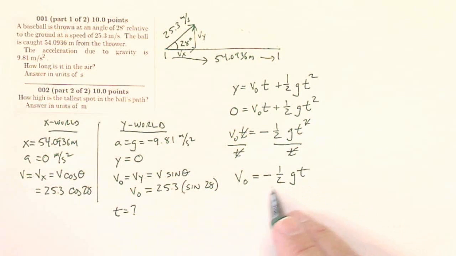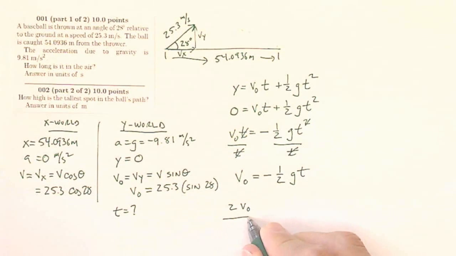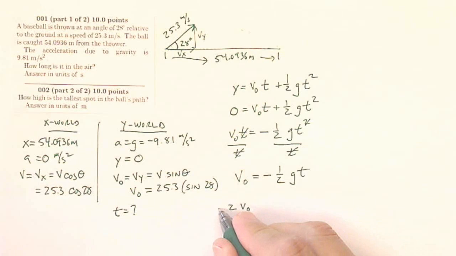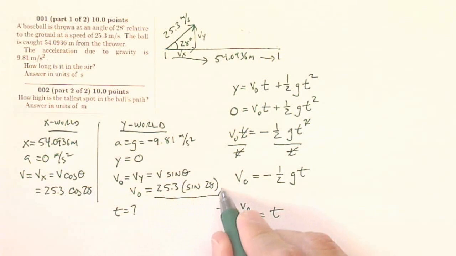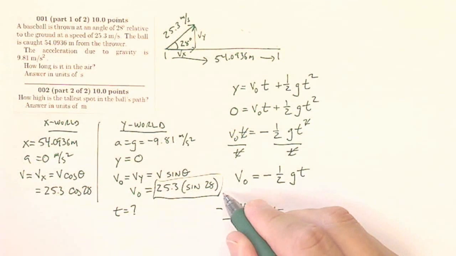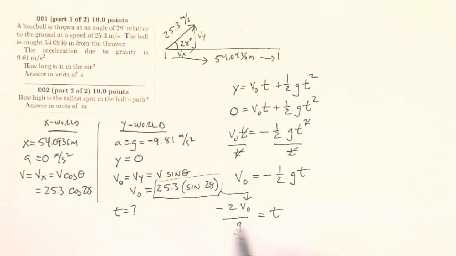Because now I'll solve for my time. Well, that's going to be twice my initial velocity divided by g, and that's going to be a negative, and the g is also negative, and that's going to give me my time. So when I calculate twice this initial velocity, this 25.3 sine 28 is my initial velocity that goes in here. So twice my y velocity, negative, divided by negative 9.81, will give me a positive amount of time. So that's going to give me my answer for time.